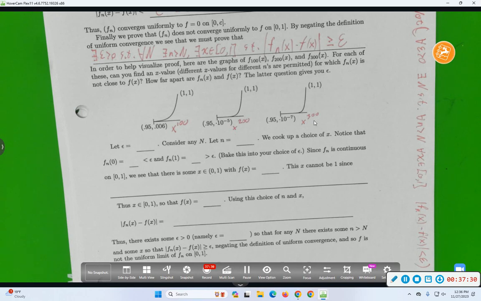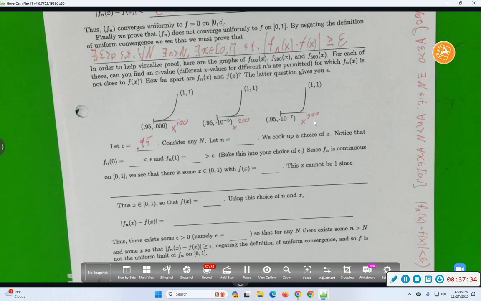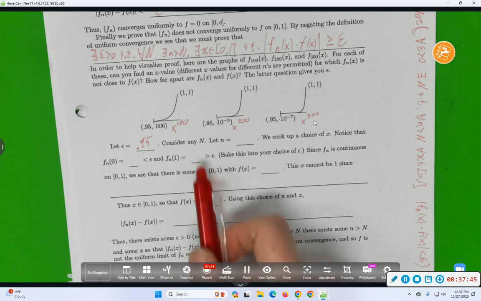Not what I was thinking. It'll do. I thought you were just going to say half. Write what you want in your notes. I'll stick with the 0.95 just to illustrate the fact that it doesn't really matter. So let's take epsilon to be 0.95. Let's consider any n.